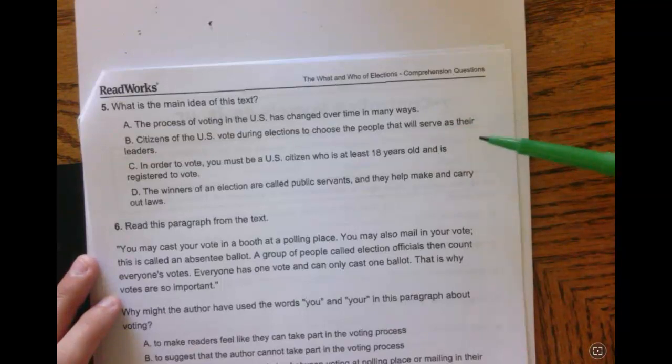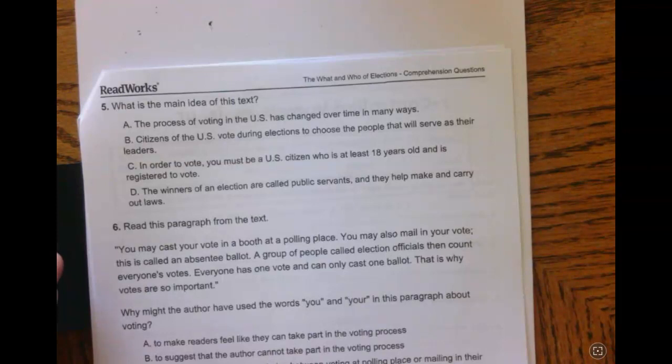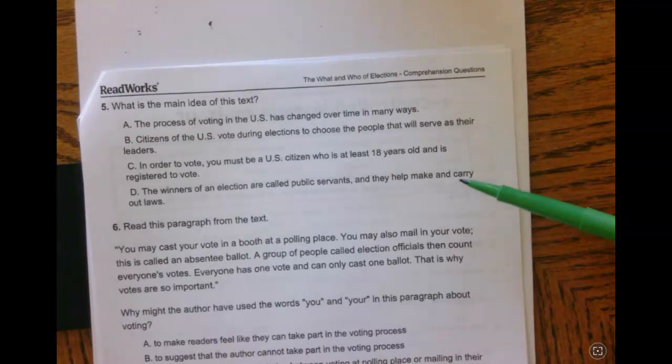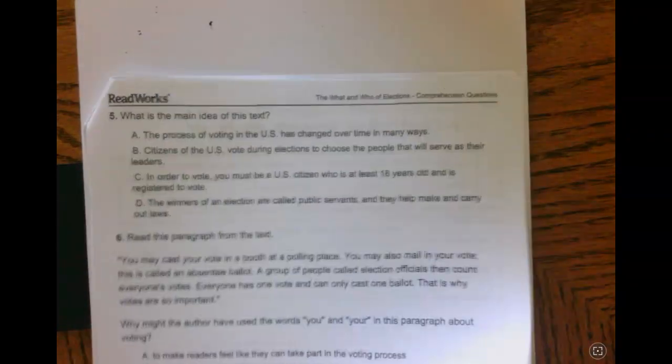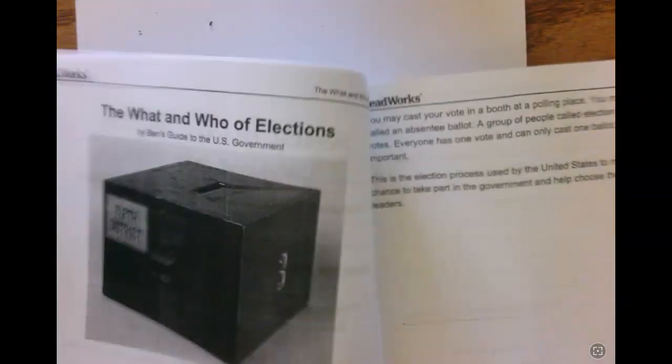Citizens of the U.S. vote during elections to choose the people that they will serve as their leaders. In order to vote, you must be a U.S. citizen who is at least 18 years old and is registered to vote. Or the winners of an election are called public servants, and they help to make and carry out laws. Remember, the main idea is the overall idea of the story. So what is this mostly about?